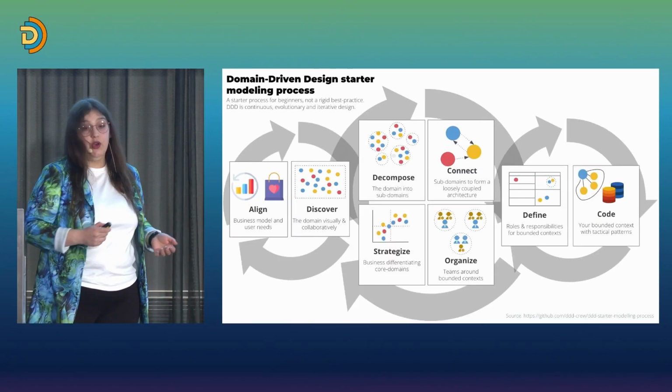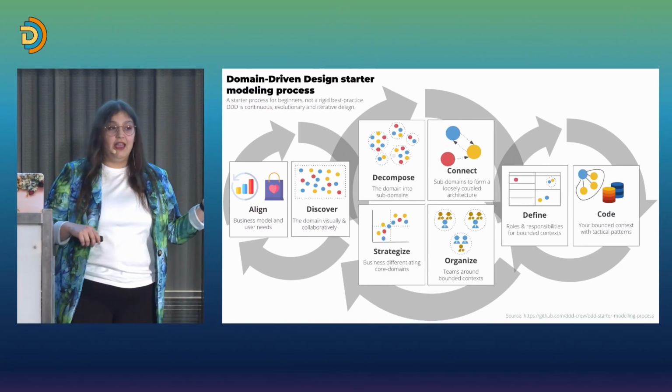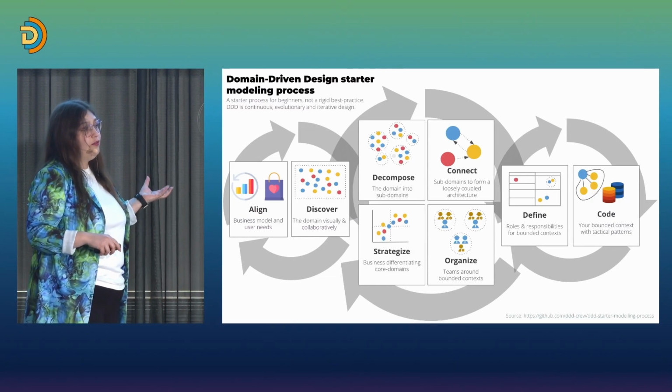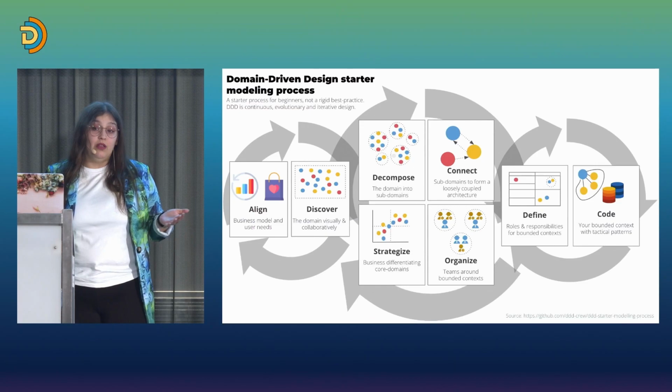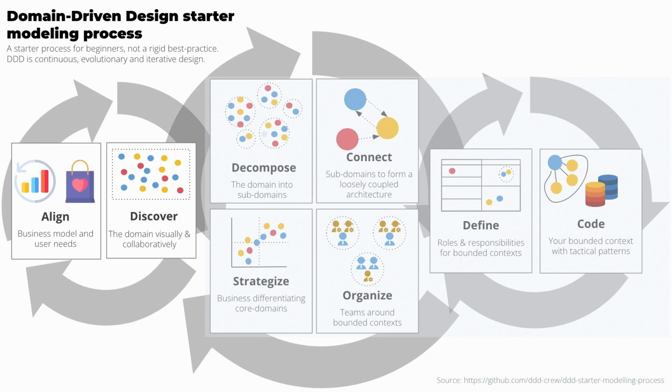I don't know if you know this cool DDD crew, you can check the website later. They have this amazing graph of the domain-driven design starter modeling process, which is divided in different parts, but everything is iterative. Everything is moving, it's constant. The first two you align and discover, because it's a fundamental part, and we must understand what is happening here. By discovering, we can take initiatives, such as event storming, to understand the domains.